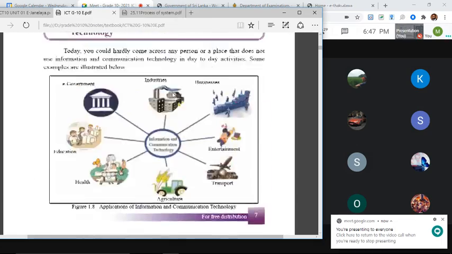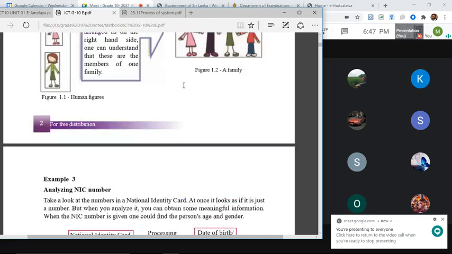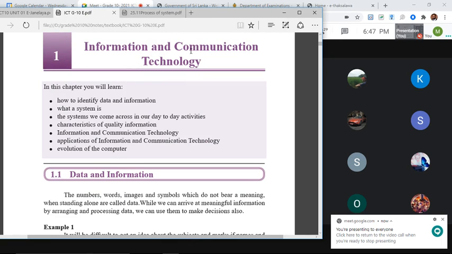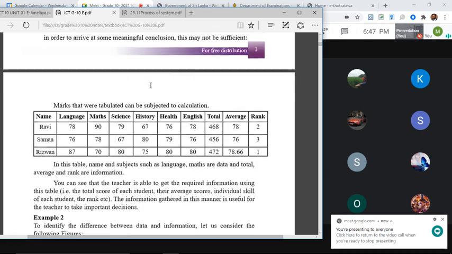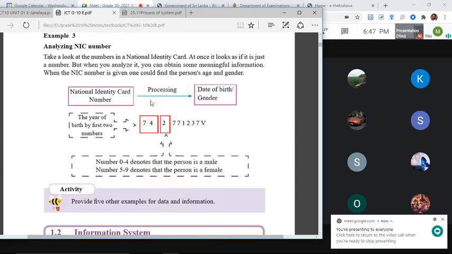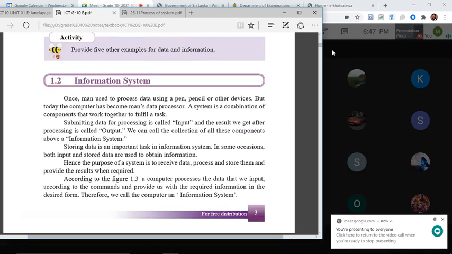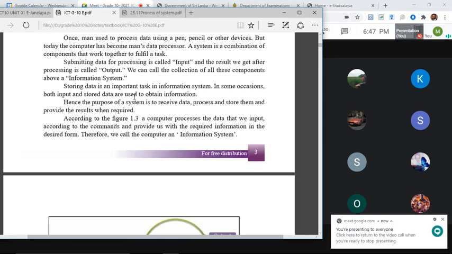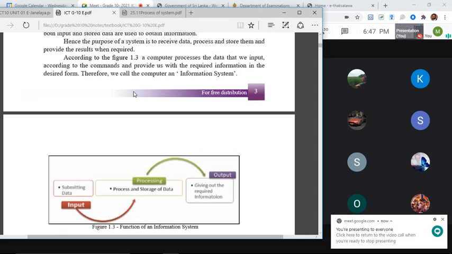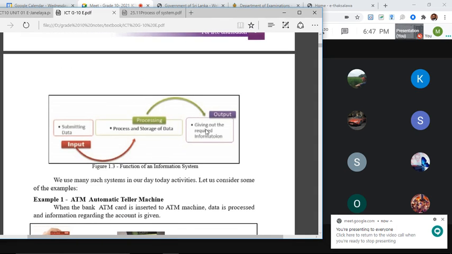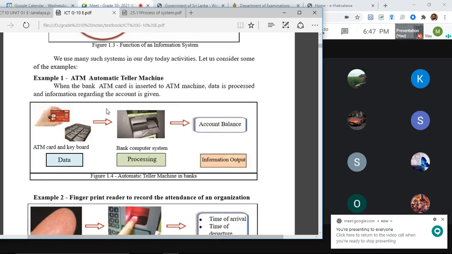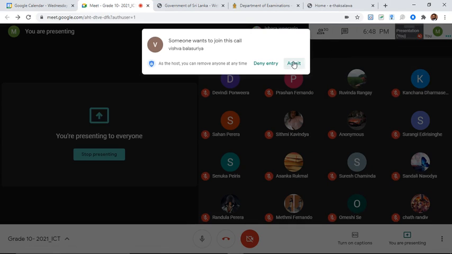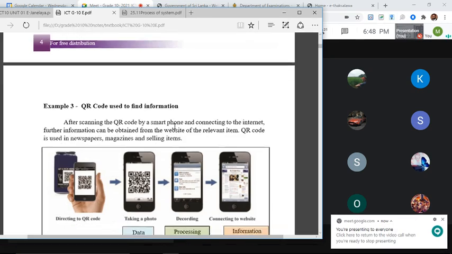So we'll move to our textbook. The basic concepts they have given. So the competency one, we are in information and communication technology. The first part, data and information, we have finished, and how the systems are going on, what is an information system, and the basic elements in an information system: input, output, and the processing part. And last week we discussed the ATM machine, fingerprint scanner, and the QR code reader. Okay, so these things we have discussed.